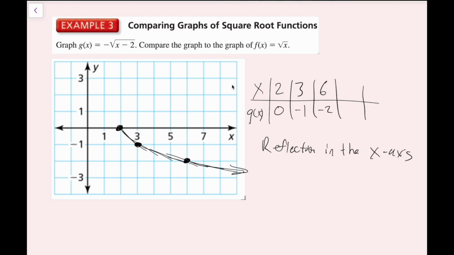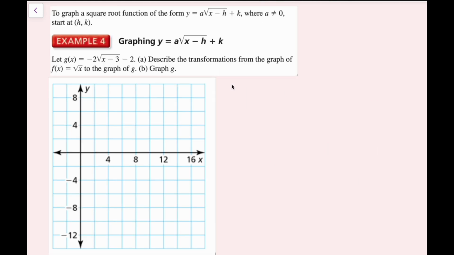So translation 2 units right. So I've graphed this function successfully, and then I've described the transformations from the parent function, and now we're done. To graph a square root function of the form y equals a times the square root of x minus h all plus k, where a does not equal 0, start at h comma k.